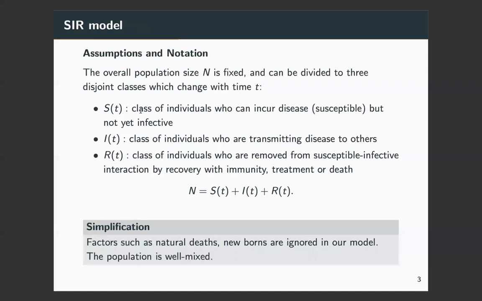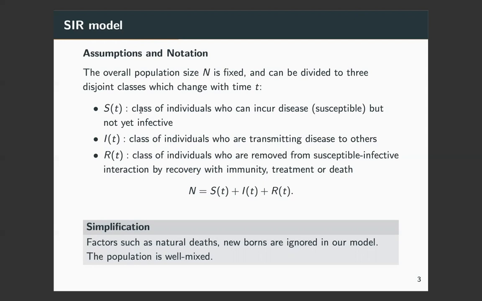Now let's start with the SIR model. As mentioned before, the overall population size N is fixed and can be divided into three disjoint classes. The first class is called susceptible class S of t. It is a class of individuals who can incur disease, i.e. susceptible, but not yet infective. The second is called I of t, infection, i.e. the infectious group. It is a class of individuals who are transmitting diseases to others.